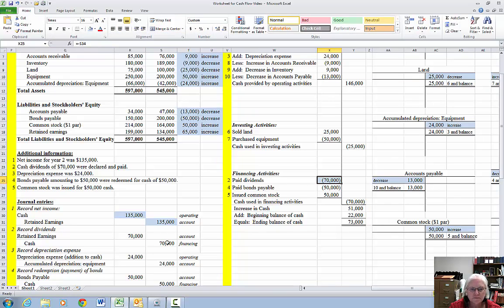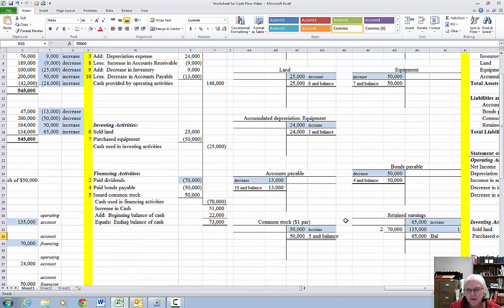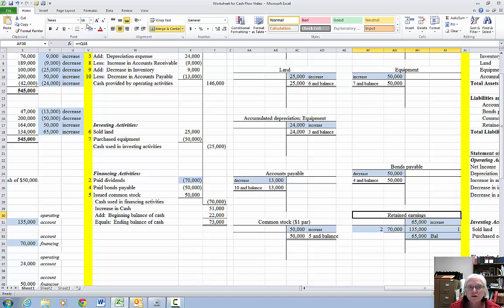I'm going to debit retained earnings to show that I paid the dividends right here, and it's referenced to journal entry number 2. So if I take 135 minus 70, that's going to give me my balance. So that one I have explained, and I am done with retained earnings, and I don't have to look at it again, and I'll just go ahead and make that heading blue to show that we're done with it.